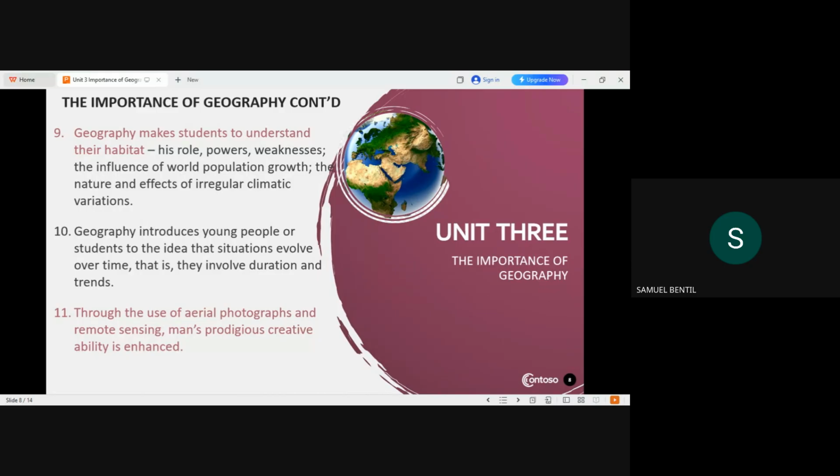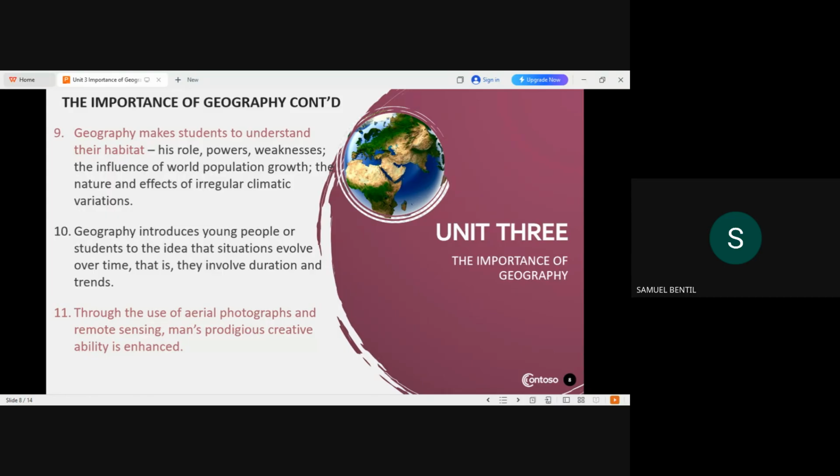Then we are saying that geography also makes students understand their habitat, its role, power, weaknesses, the influence of the world population, and nature and its effect on irregular climate variations. So you see, once you live in an environment, whatever you do affects the environment. So through geography, it helps you to understand your habitat, where you live, where you find yourself, and how it can influence you, and your activity can also influence the environment and shape the whole world.